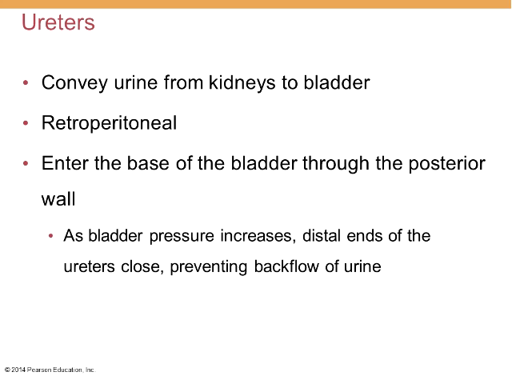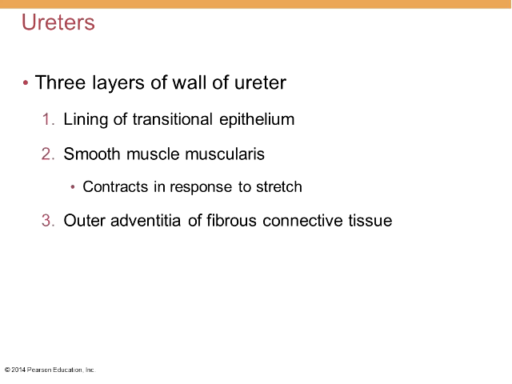Now we looked at the kidneys. Now we're going to look at the next organ down. Those are your ureters. They're the tubes that run from the kidneys, from the renal pelvis, down to the bladder. They convey urine from the kidneys to the bladder, and they are retroperitoneal also. They enter the base of the bladder through the posterior wall, and they are inferior and posterior in their insertion in the bladder. As bladder pressure increases, the distal ends of the ureters close, which helps prevent backflow of urine back to the kidneys. You don't want that to occur. That's kind of a problem.